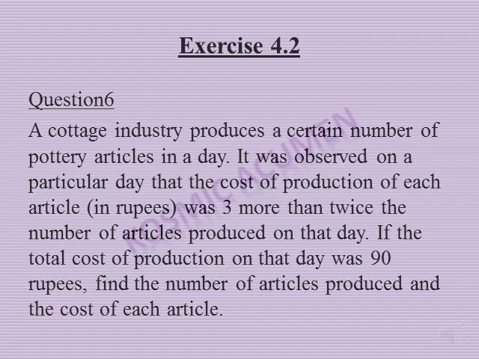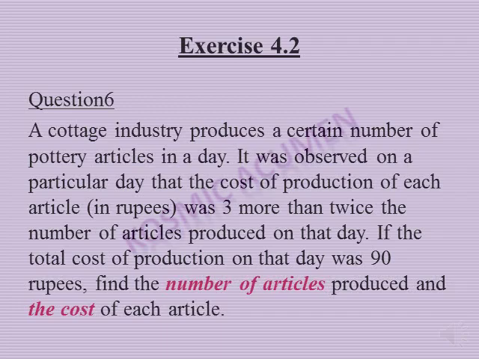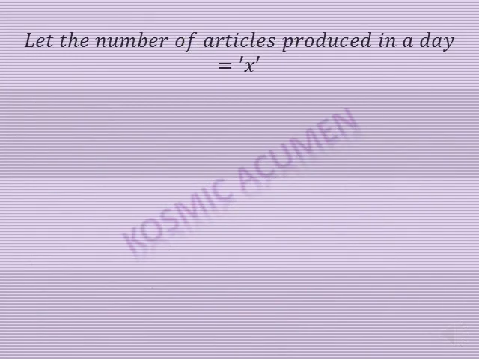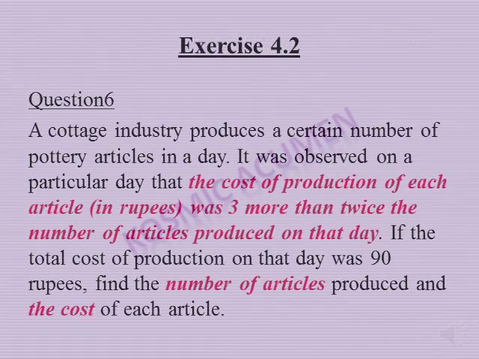So it's a huge long question, a lot of conditions they've given us. So let us dissect each and every line and understand. Now here they are asking us to find the number of articles that were produced and also the cost of each article. So we'll just consider the number of articles produced to be x. Also from these lines we can see that the cost of production of each article was 3 more than twice the number of articles produced on that day.